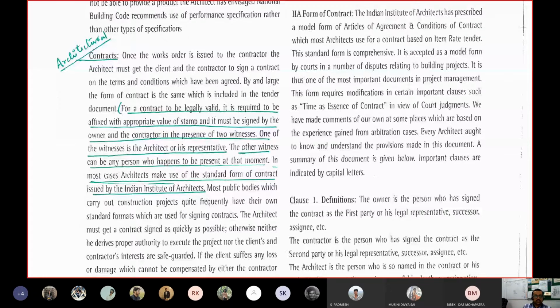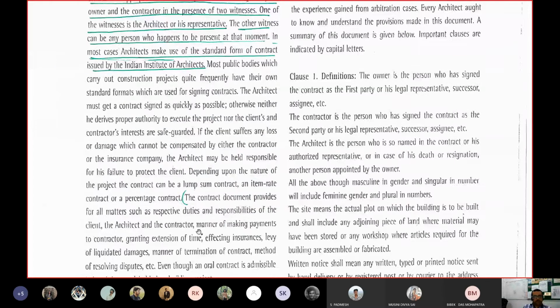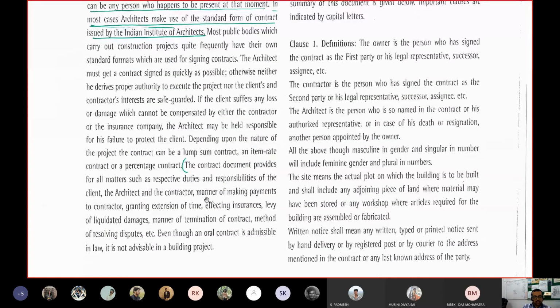Coming down, see in this green first bracket, the contract document provides for all matters such as respective duties and responsibilities of the client, the architect, the contractor, manner of making payments to contractor, granting extension of time. So mark these terms, extension of time. Next is effective insurances, that which insurances cover which aspects: the building material, the fire, the life of workers, which aspects are covered by which insurances.